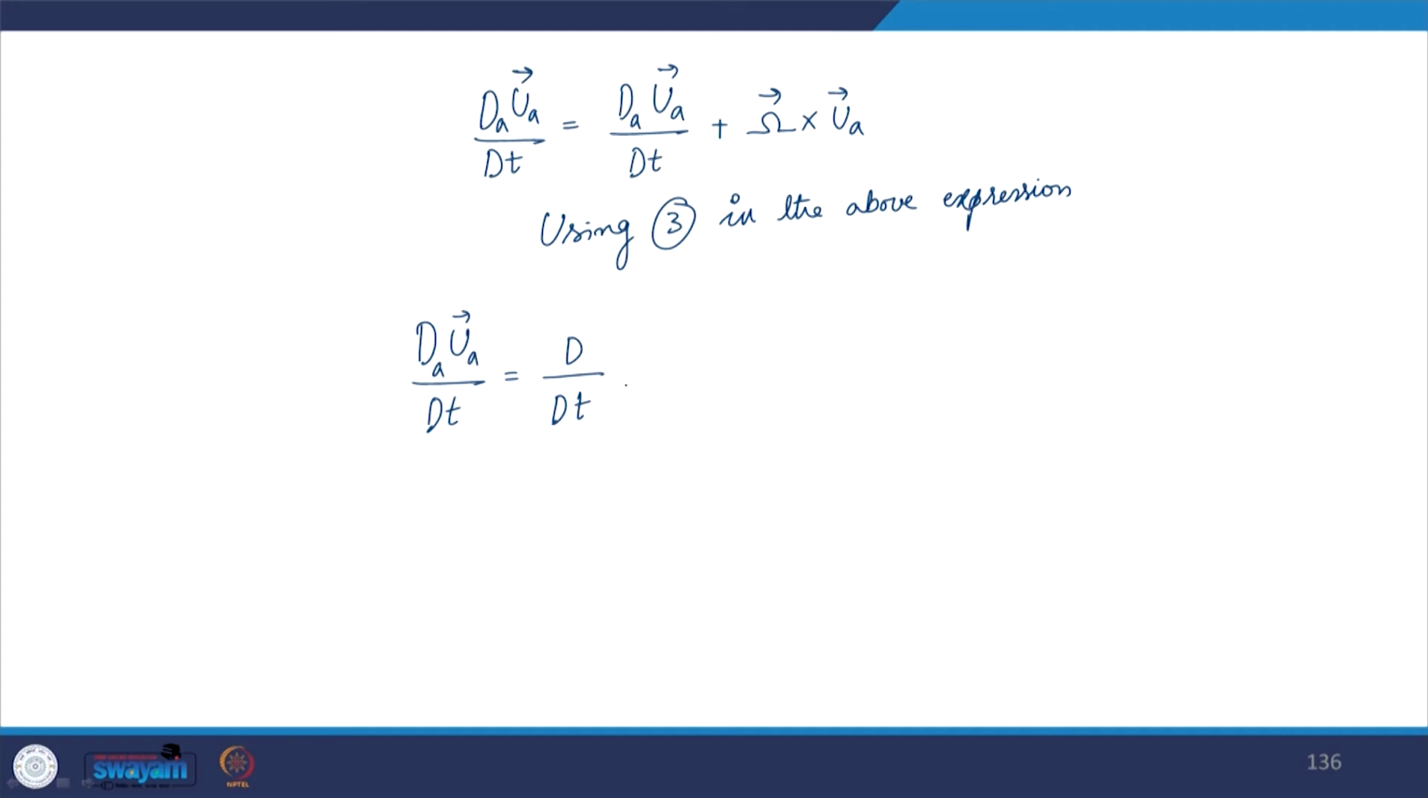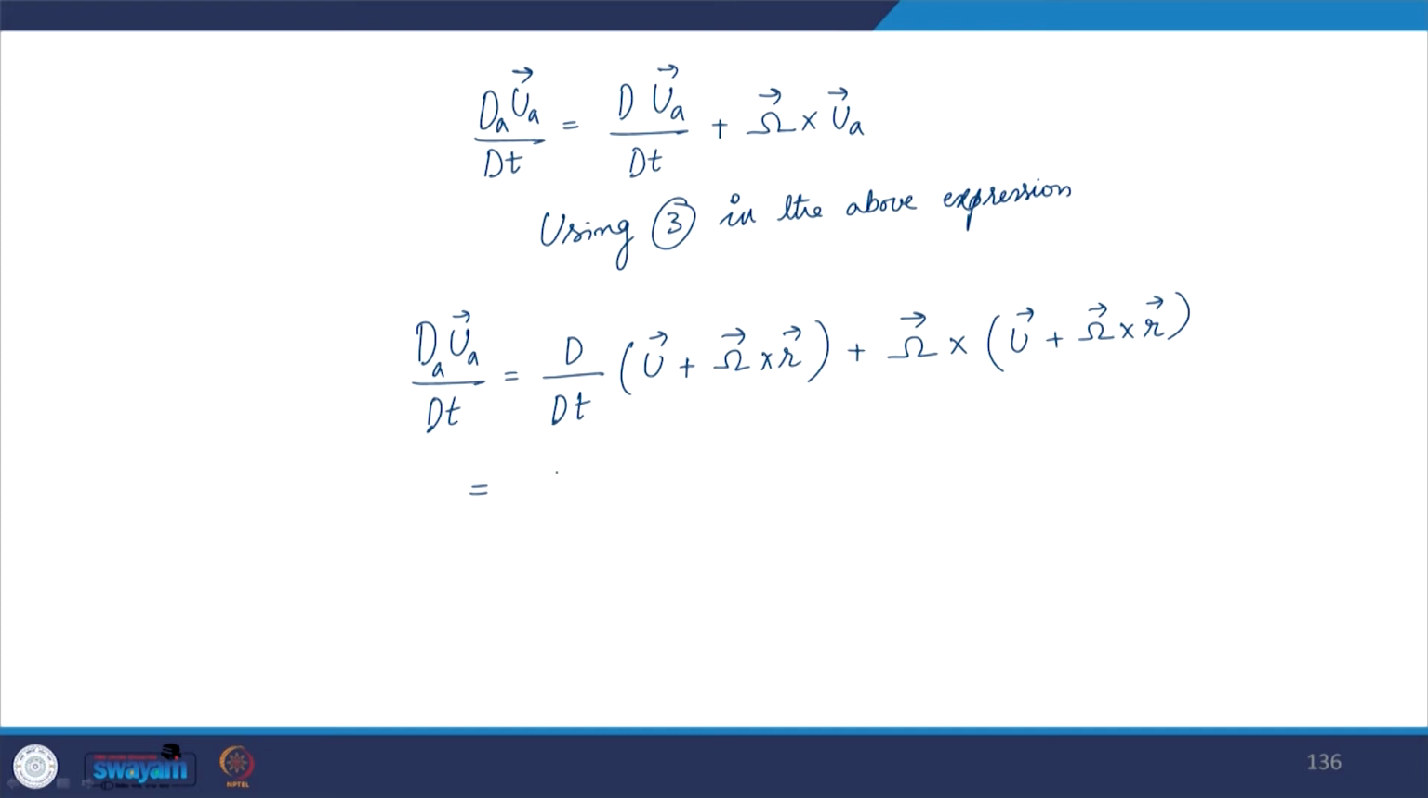d by dt of u plus omega cross r plus omega cross u plus omega cross r. So, I corrected a mistake that I had written dA dua by dt. So, now what I have done is wherever there is ua on the right hand side, I have simply written ua in terms of the inertial velocity plus the curl term, right.